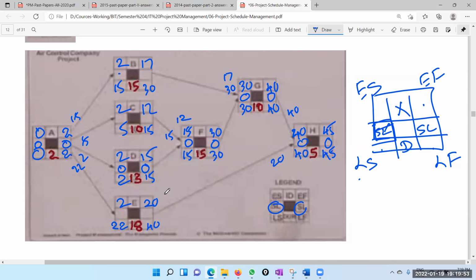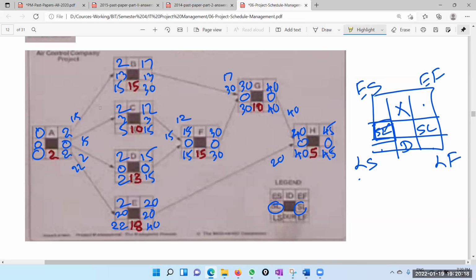Now the other ones we can mark. So 15 minus 2 is 13. 30 minus 17 is 13. 5 minus 2 is 3. 15 minus 12 is 3. 22 minus 2 is 20, a big slack, 20 days slack.